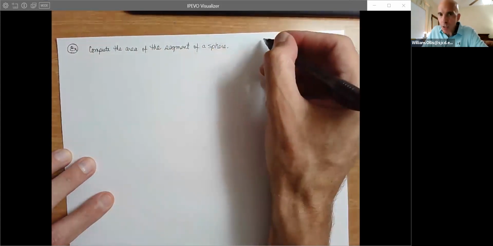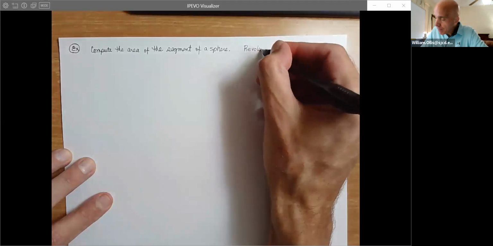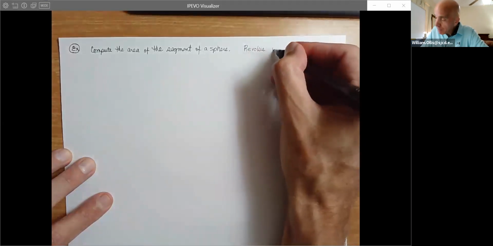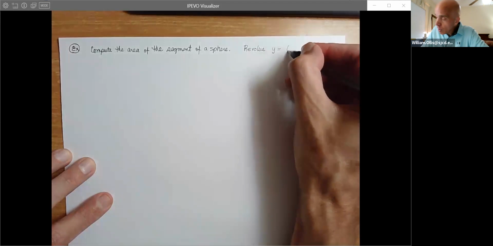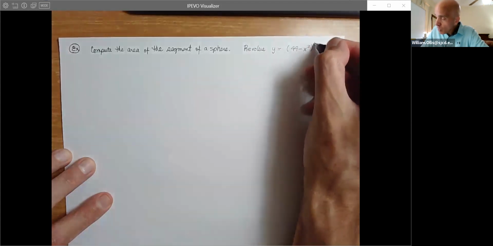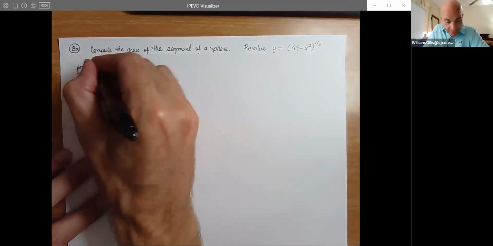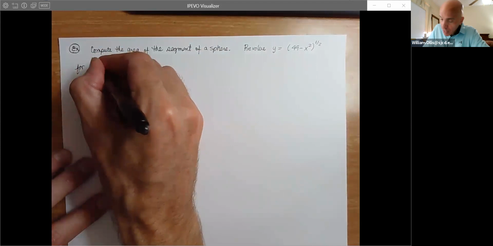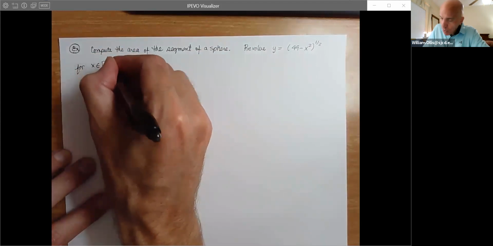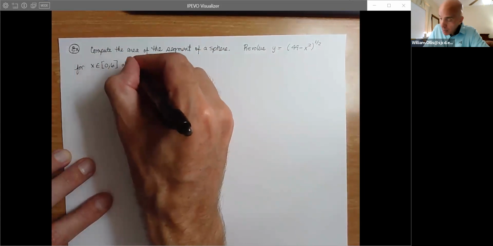So how are we going to do that? What we're going to do is revolve y, and here's an arc of a circle, 49 minus x squared raised to the 1/2 power for x between 0 and 6, not 0 to 7, we just want part of the arc, about the y-axis.